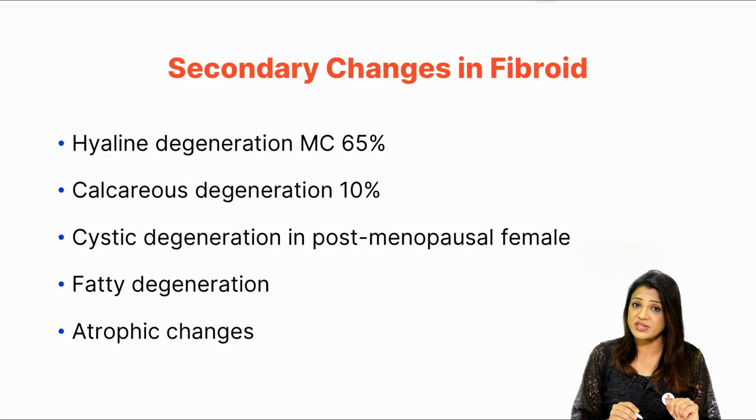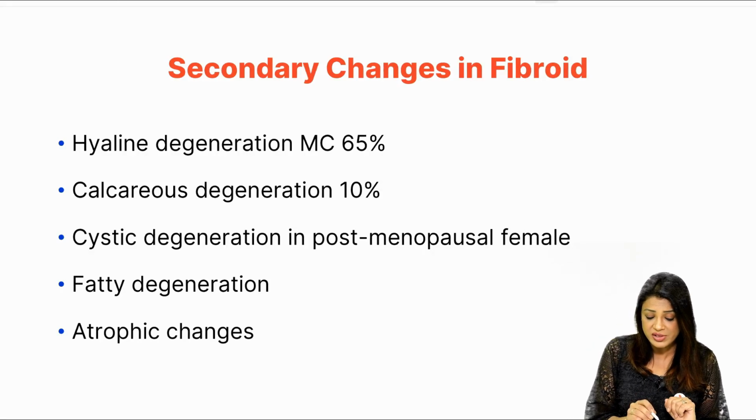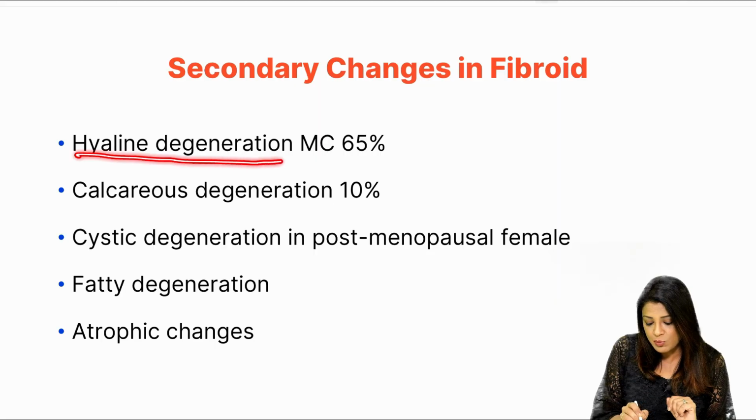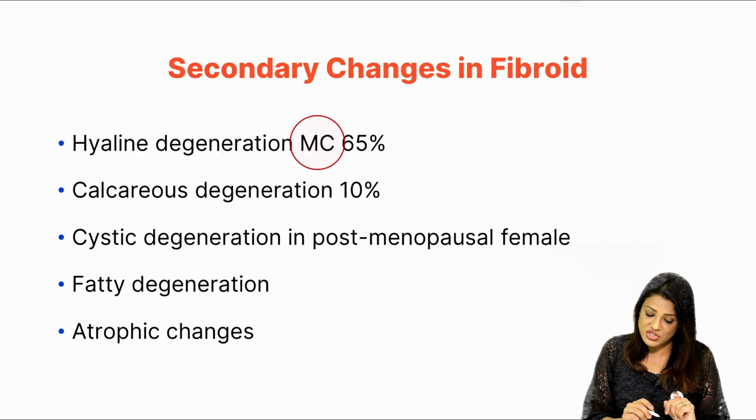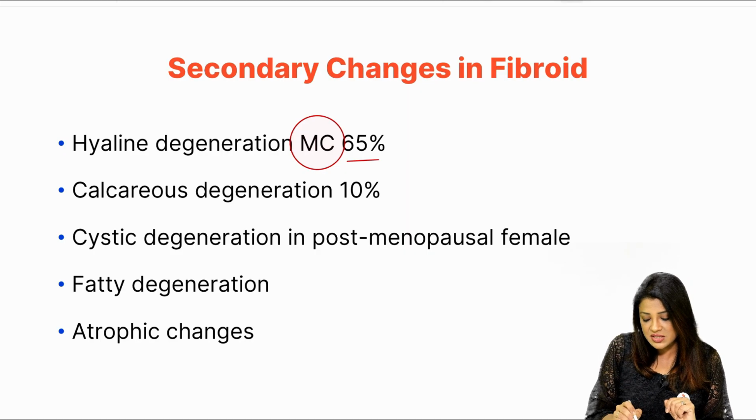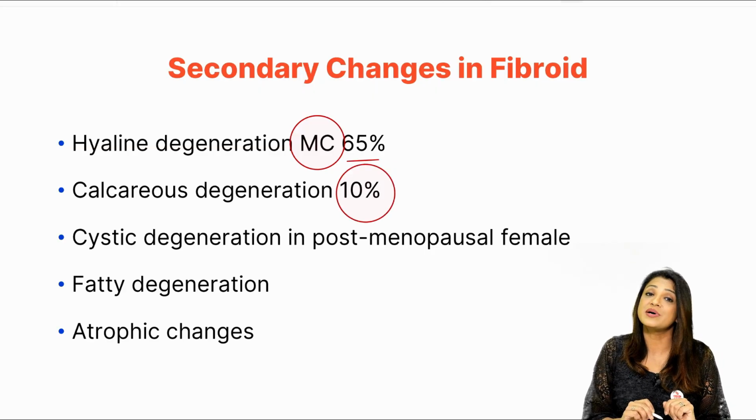Coming to the secondary changes in fibroid. Now this is very important, children. Hyaline degeneration is the most common. So if they ask you which degeneration is the most common, it is the hyaline degeneration, seen in 65% cases. Calcareous degeneration is seen in only 10% cases.